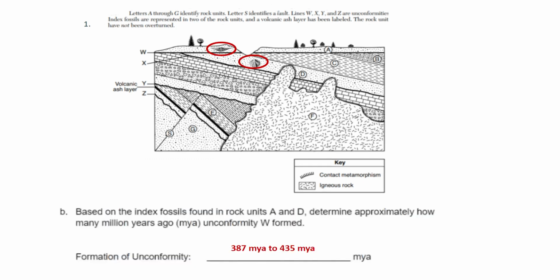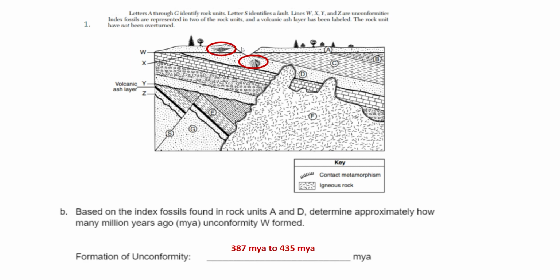So question number 1B, the correct answer is 387 million years ago to 435 million years ago. If your answer is any of these answers or any numbers in between these answers, your answer is correct. And the question asks, based on the index fossils found in the rock units A and D, here's my index fossil from unit A, and this is my index fossil from rock unit D, determine approximately how many million years ago unconformity W happened.